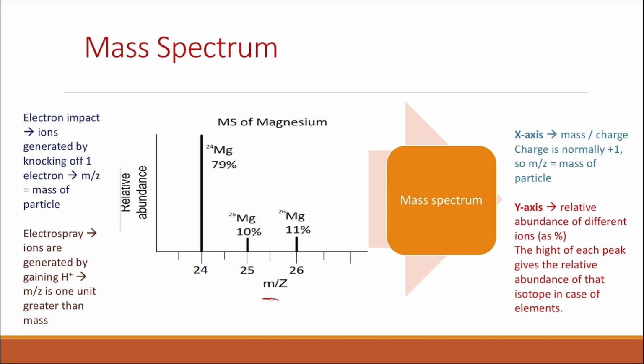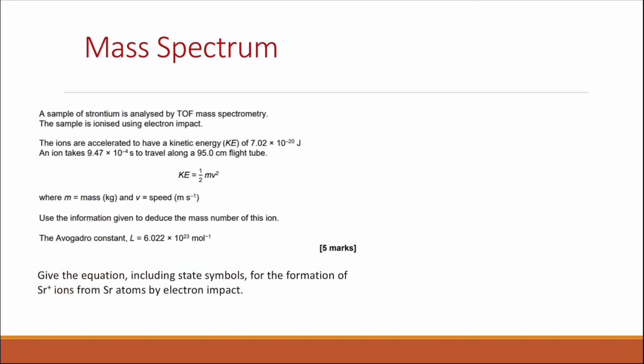And then in case of electron impact, the ions that we detect, the m over z, will be the mass of that particular ion. But if we use the electrospray, the m over z will be the mass +1 because we added a hydrogen ion now. This is very important when we calculate the mass of the particles, or the relative atomic mass, or the mass of the isotope, when they ask us to do this.